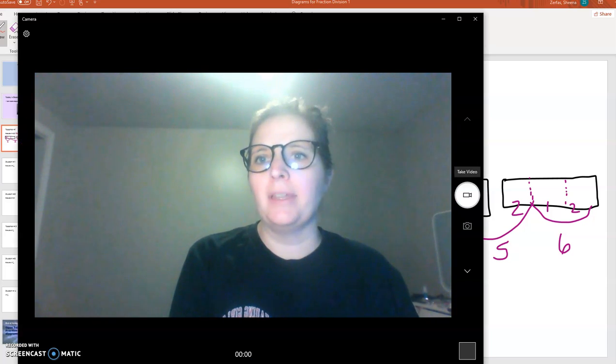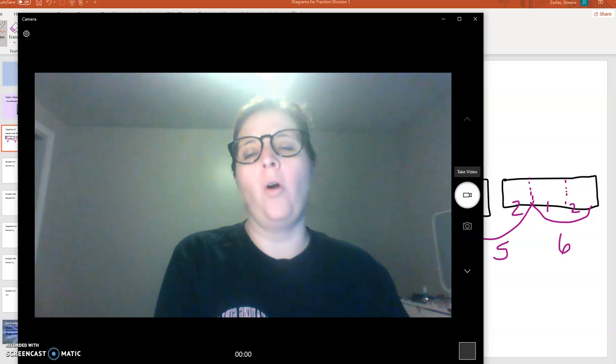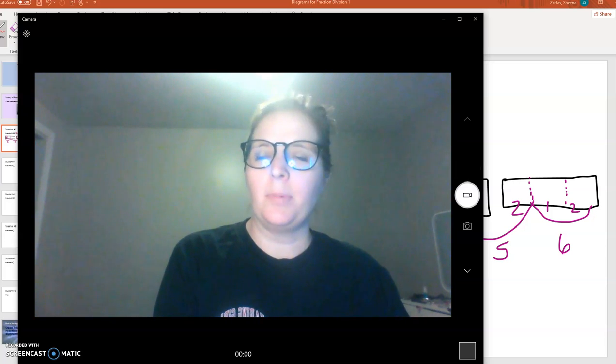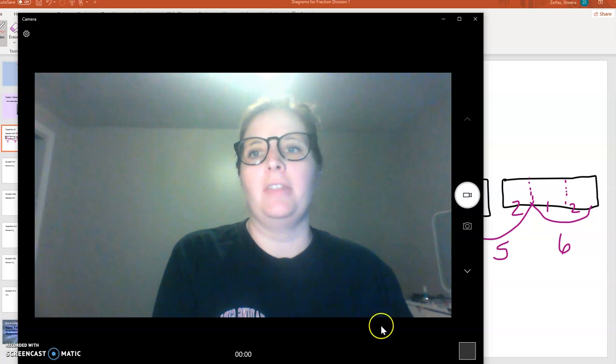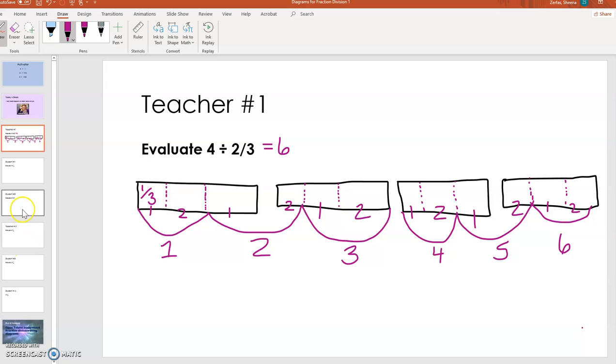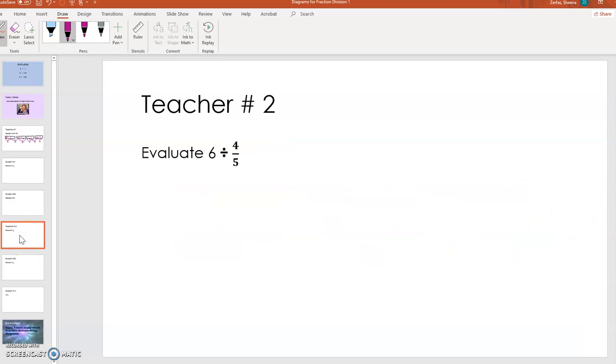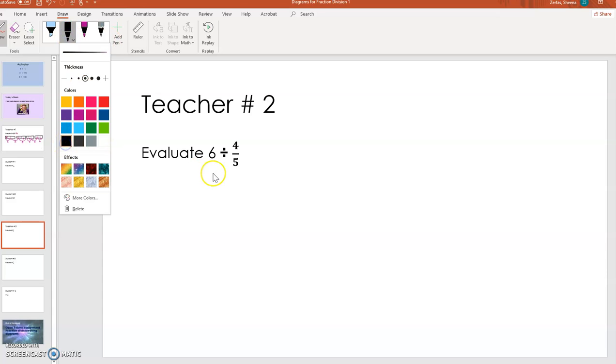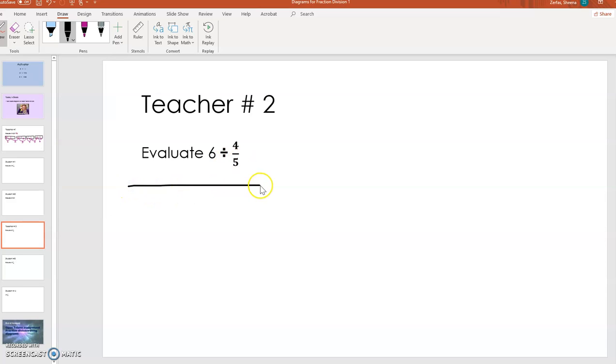Okay, what's going to happen if we don't end up with a whole number? Some of the problems you're going to do today have a remainder. So let's take a look at what that would look like. Again, the first step that I'm going to do here is I'm going to draw 6 full boxes. I'm going to be dividing them into fifths, so I am going to make sure I give myself plenty of space to do that.